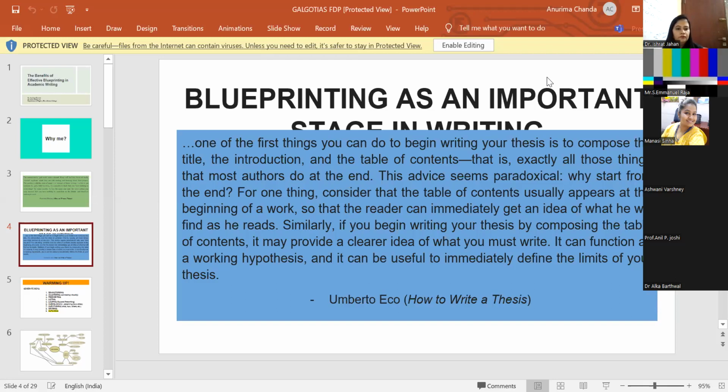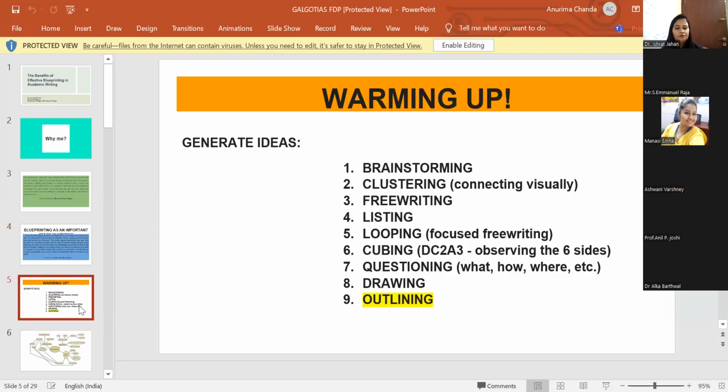And while Eco is talking only about the table of contents, what I'll try and do, which I've already said, is place it against the entire block of research writing. Now, before we enter into that, there is this initial warming up stage. We have that phase where we think that we have nothing to write. And it is a very, very serious stage, because that can go on forever and ever.